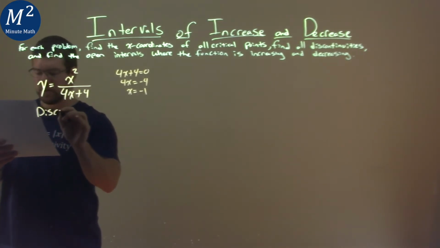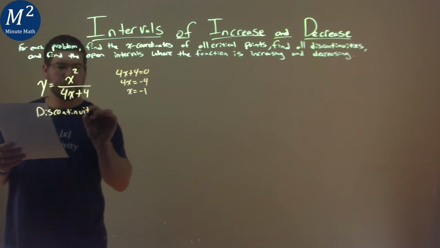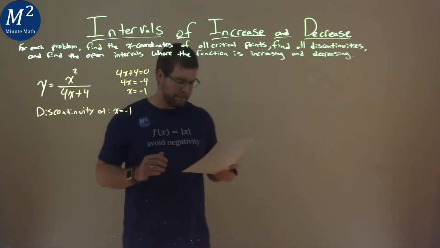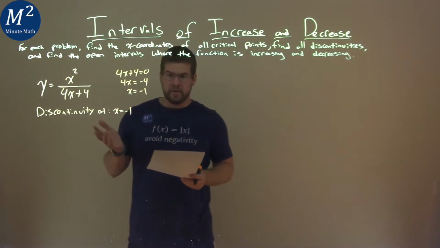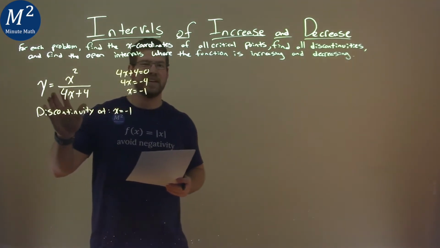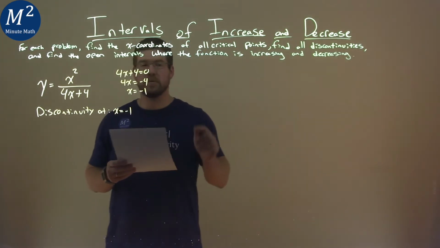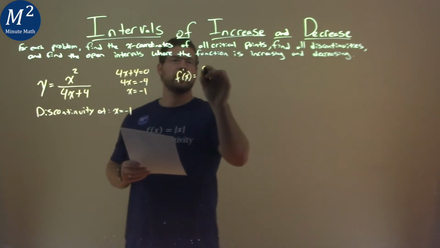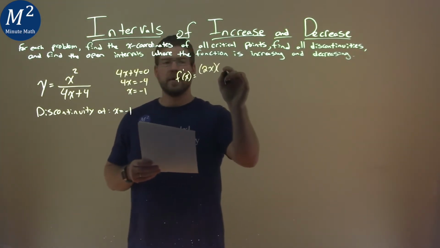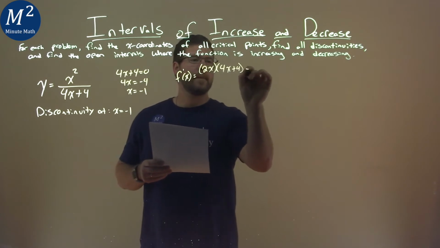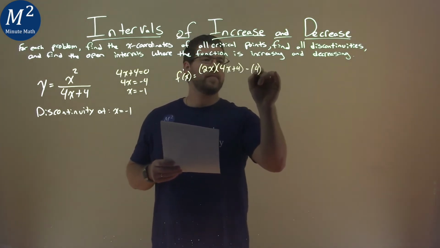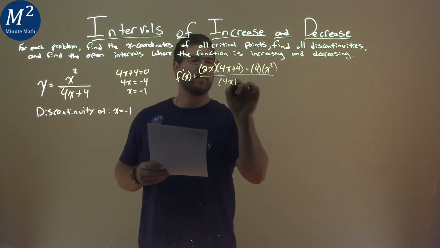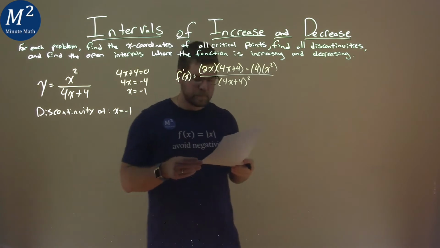Discontinuity at x equals negative 1. Got that right off the bat. Well, now let's go find our critical points. What we're going to do is take our function and find the derivative using the quotient rule. So f prime of x: derivative of the numerator, 2x, multiplied by the denominator, 4x plus 4, minus derivative of the denominator, 4, times the numerator, x squared, all over the denominator, 4x plus 4, all squared.